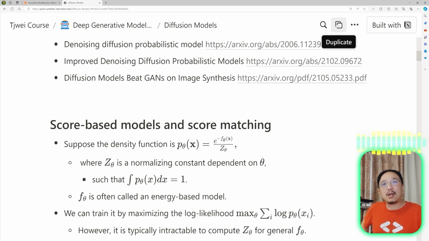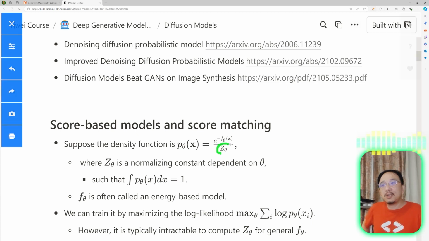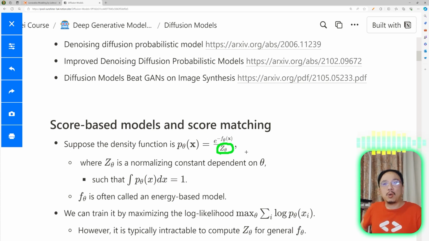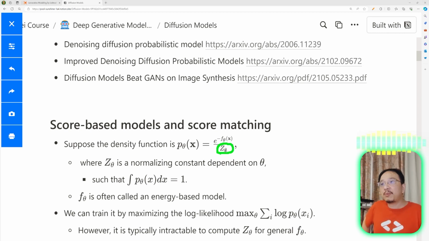So we have another constant here, z theta. It depends on f theta, but it is a constant. It serves as a normalization constant, so we can make sure that p theta satisfies the condition of being a probability distribution. This type of formulation is reasonable and very common. In fact, f theta is often called an energy-based model.